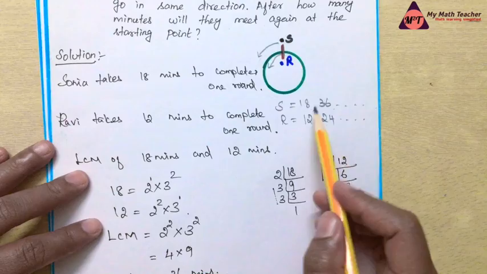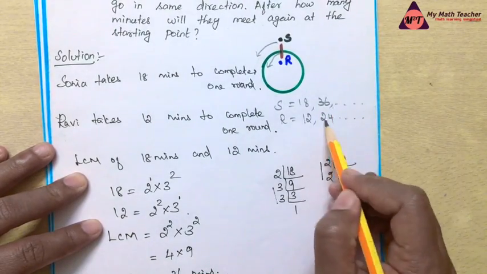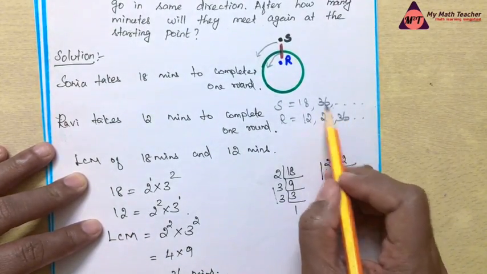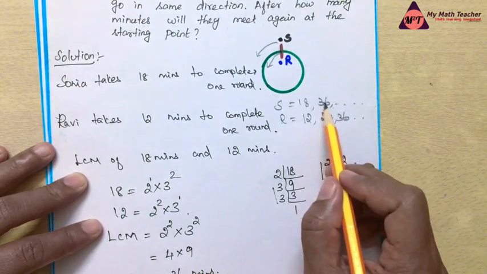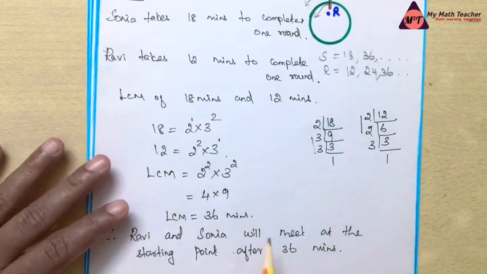Just we'll cross check. If it goes on like this, 36, and 12, 24, 36. You can see the least common multiple is 36. Therefore, this is the answer.